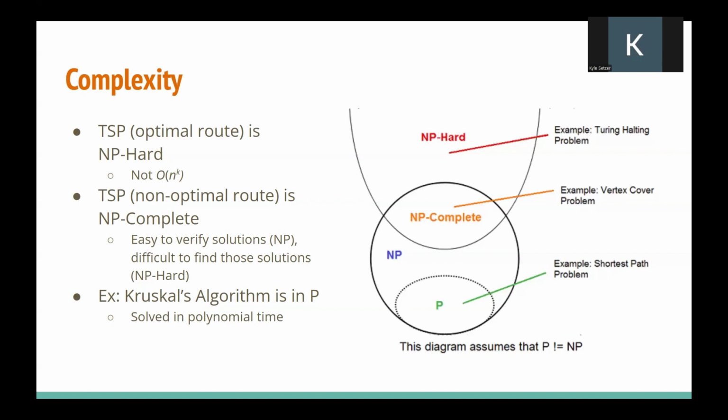NP complete is like this weird middle ground between NP hard and NP, as we can see on the right side. It's easy to verify solutions, but it's difficult to actually find what those solutions are, even though we know that they may exist. An example of something that is considered to be P is Kruskal's algorithm, which we will use in just a bit here. This is solved in polynomial time, so it's not non-deterministic, but it is in fact polynomial time. As we saw in class, Dijkstra's algorithm also has an algorithm that takes place in polynomial time.